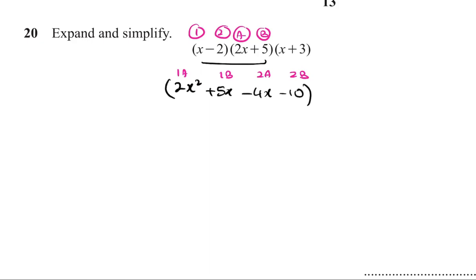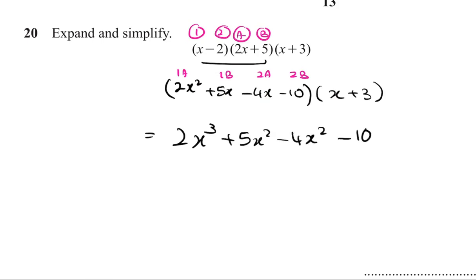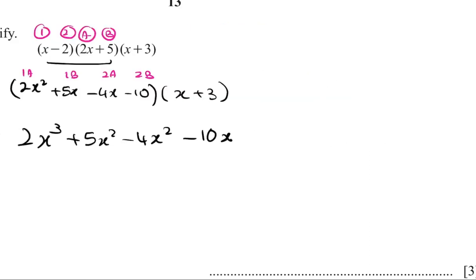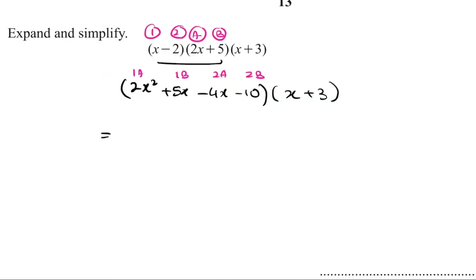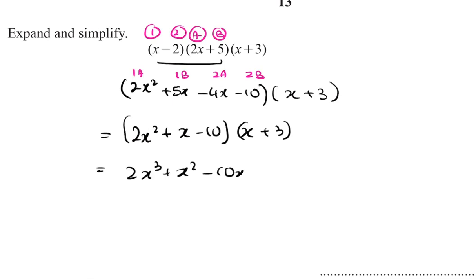So let's bracket this again and put in here x plus 3. So all of this needs to be multiplied by this x. So x is 1, 2, 3, 4. So let's just do it again. 2x cubed plus 5x squared minus 4x squared minus 10x. So unfortunately, I forgot to simplify it first. 2x squared plus x minus 10, x plus 3. So 2x cubed plus x squared minus 10x plus 6x squared plus 3x minus 10.